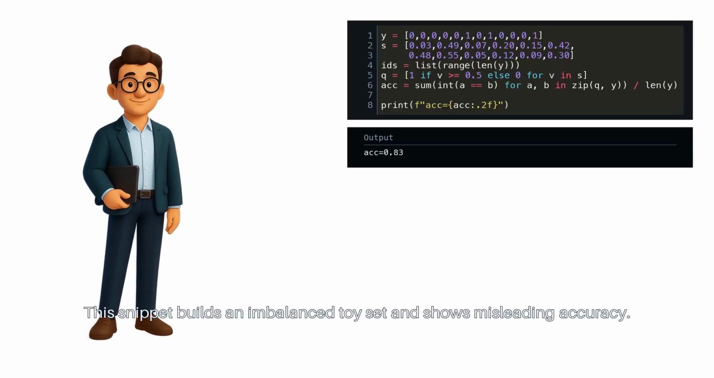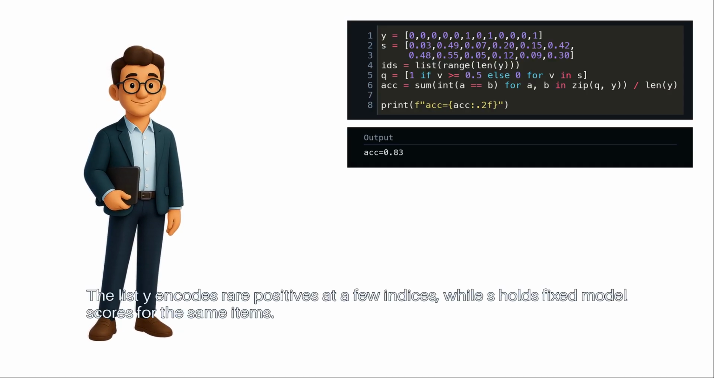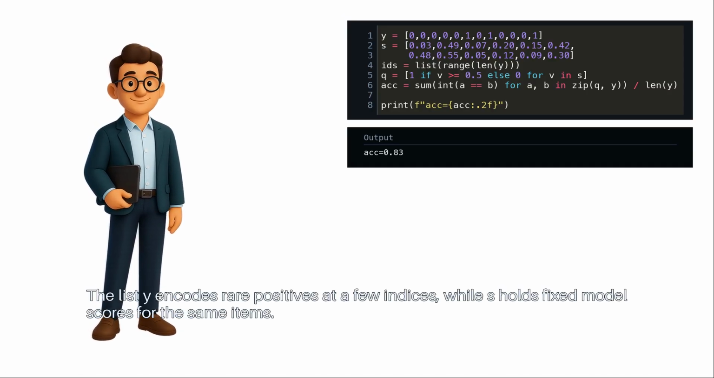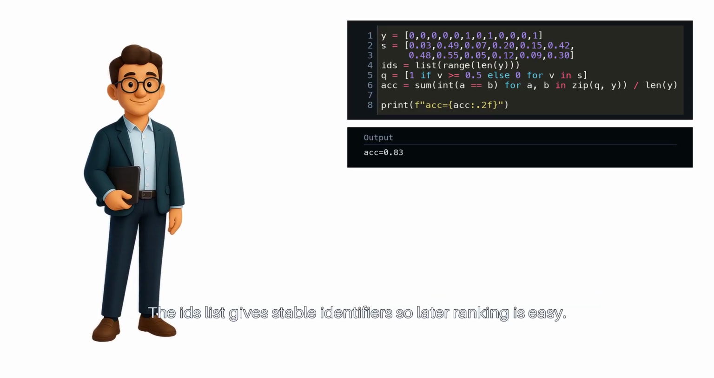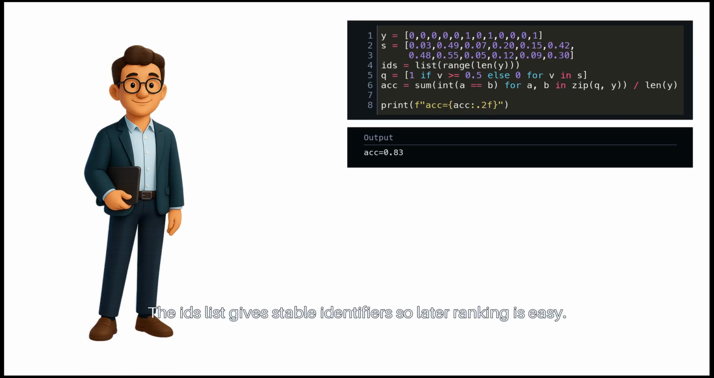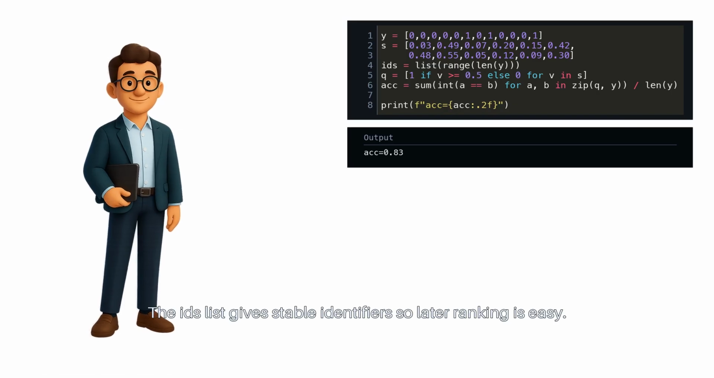This snippet builds an imbalanced toy set and shows misleading accuracy. The list Y encodes rare positives at a few indices, while S holds fixed model scores for the same items. The IDS list gives stable identifiers so later ranking is easy.